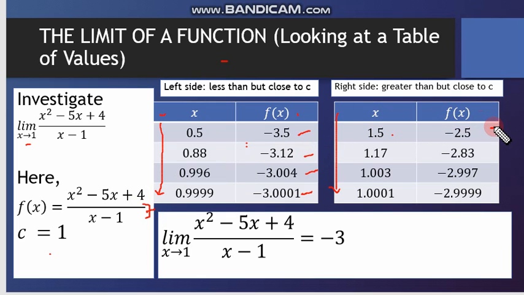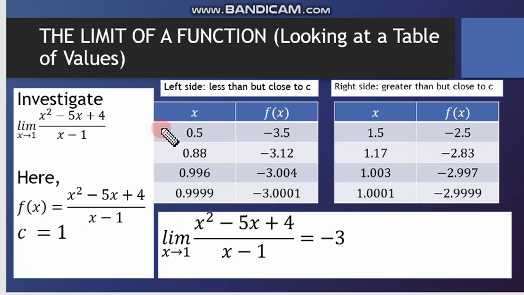So the value of f of x is negative 2.5. The value of f of x, when we use the value of 1.17 in our function, is negative 2.83, and so on. Okay, so let's evaluate our limit.